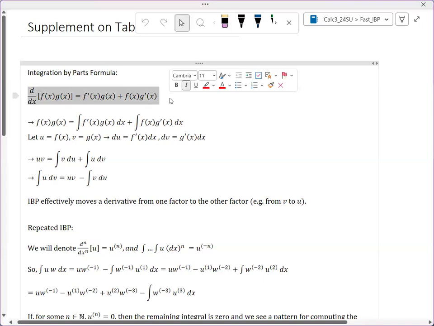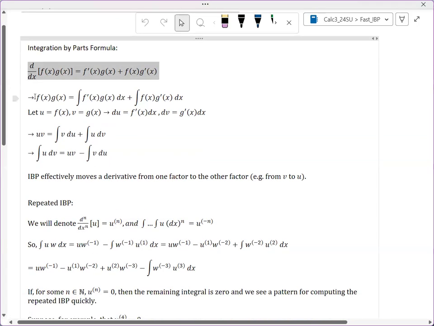The formula, we can derive it from the product rule. The derivative of fg is f prime g plus fg prime. And integrating both sides of that, we see that fg equals the integral of f prime g plus the integral of fg prime. And we typically say to let u equal f of x, v equal g of x, then du is f prime of x dx, dv is g prime of x dx. And we can rewrite this as uv equals the integral of v du plus the integral of u dv. And then solving for the integral of u dv just gives us uv minus the integral of v du.